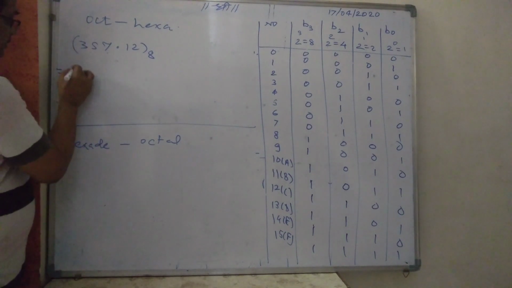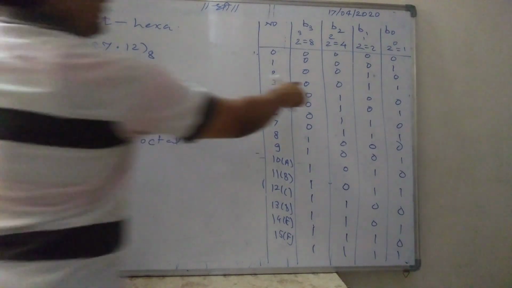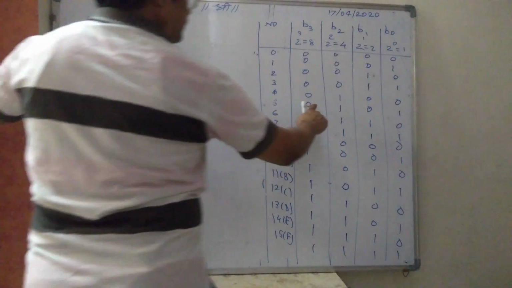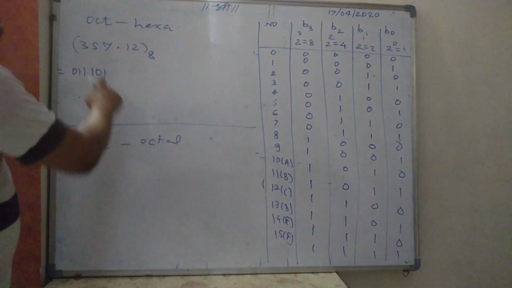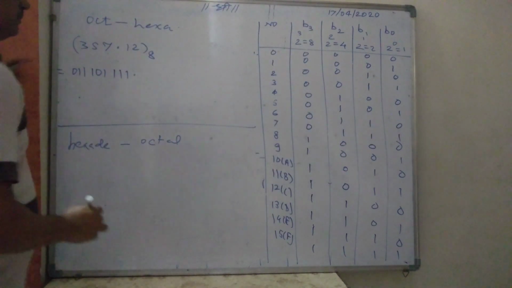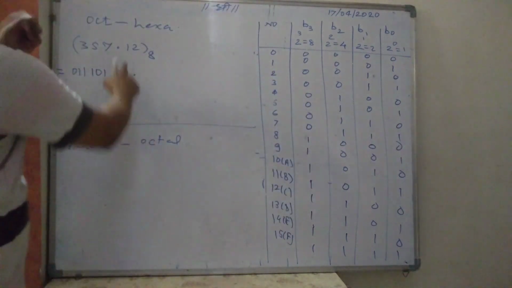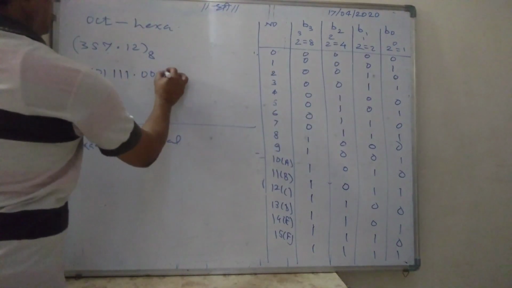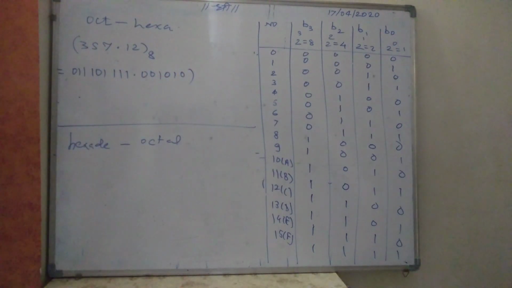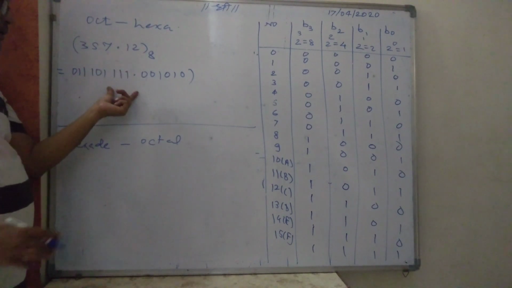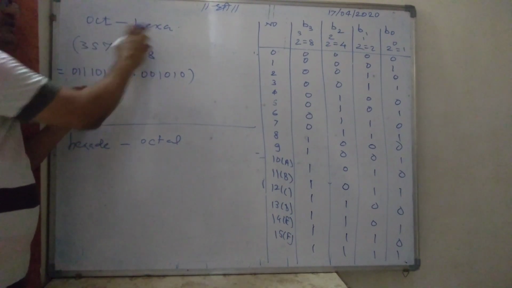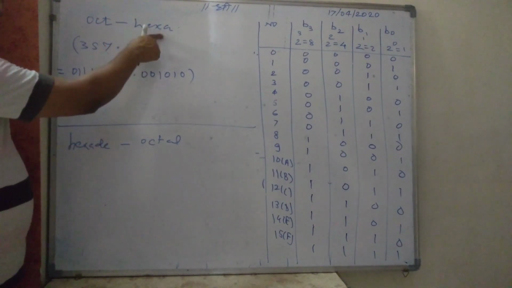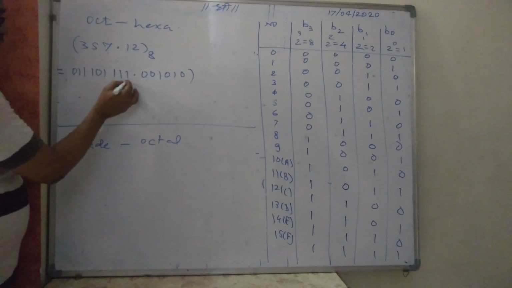Octal to binary, using 3 bits: 3 is 0 1 1. 5 is 1 0 1. And 7 is 1 1 1. Point, 1 is 0 0 1, and 2 is 0 1 0. Octal number is converted into binary. Octal to hexadecimal cannot be converted directly. You have to first convert octal into binary. Then to convert into hexadecimal, form group of 4s.